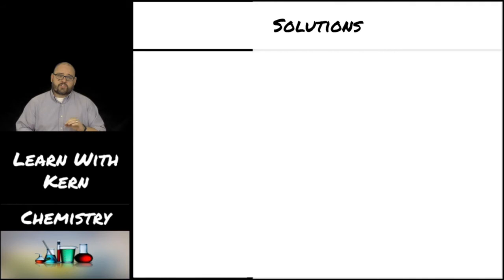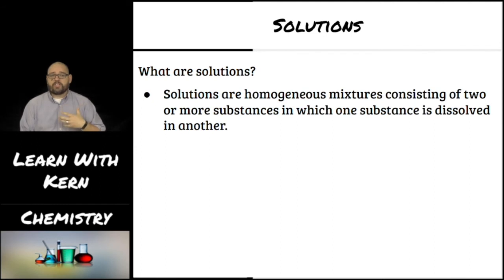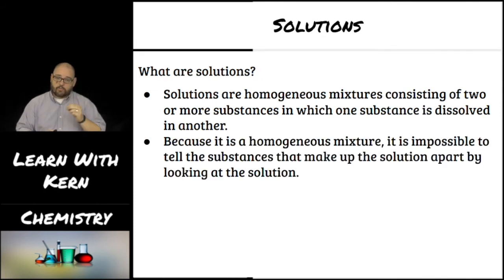So that brings us to our discussion of solutions. So what is a solution other than the answer to a problem? That's a completely different use of the word, but when we're talking about solutions in chemistry, a solution is a homogeneous mixture consisting of two or more substances in which one substance dissolves another. So one substance is dissolved in another. You can have 2, 3, or 4 things dissolved in something else, but that's the way we talk about it: something is dissolved in something else. If it is dissolved in something, then you're dealing with a solution. Because it is a homogeneous mixture, it is impossible to tell the substances that make it up simply by looking at it.